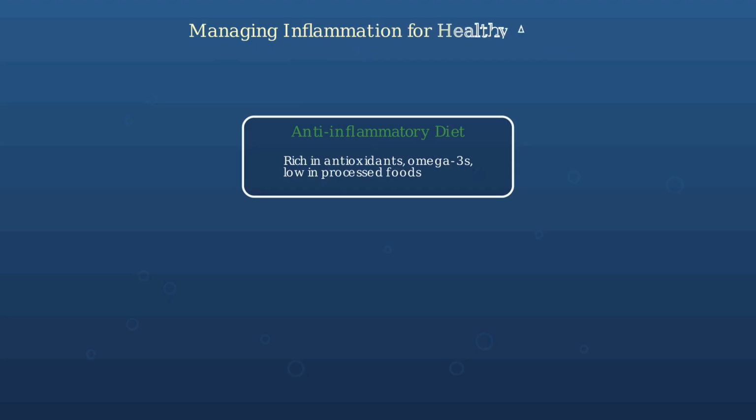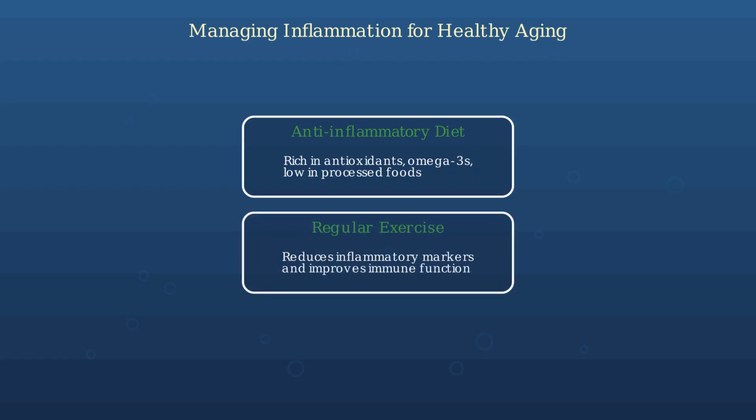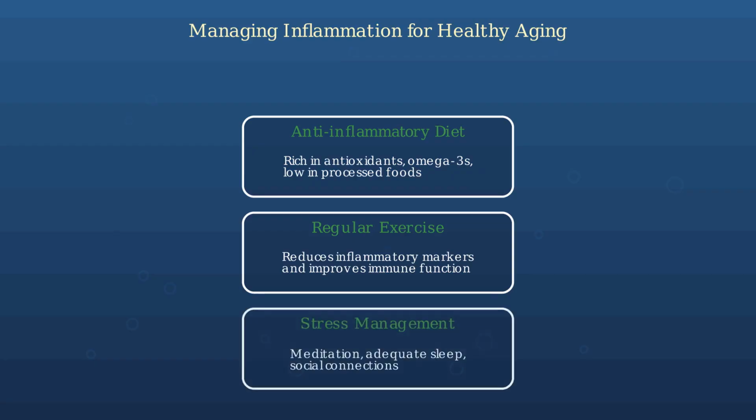Managing inflammation may be key to promoting healthy aging. An anti-inflammatory diet rich in antioxidants and omega-3 fatty acids can help reduce chronic inflammation. Regular exercise has been shown to reduce inflammatory markers and improve immune function, counteracting the effects of inflammaging. Stress management techniques, including meditation, adequate sleep, and maintaining social connections, also help control chronic inflammation.